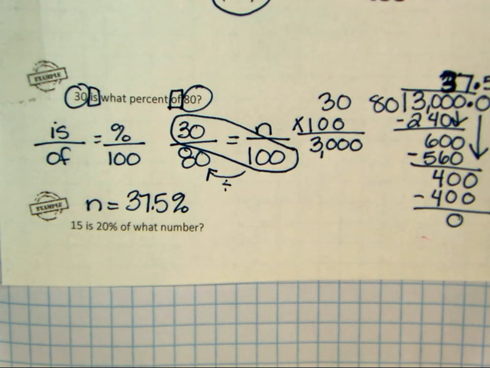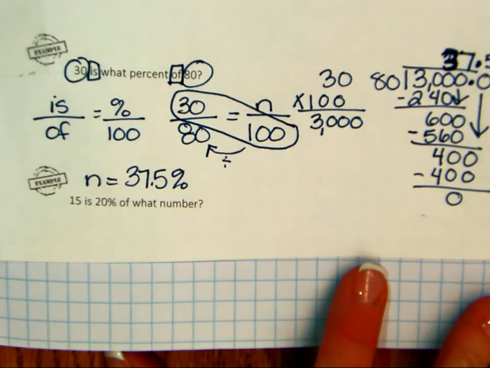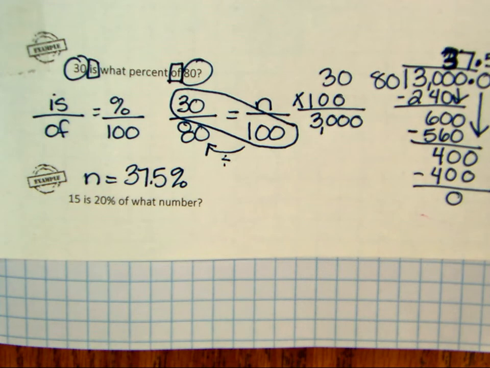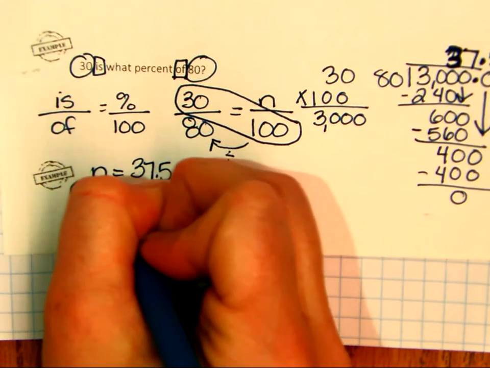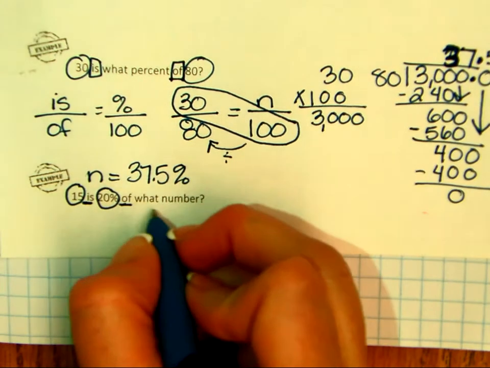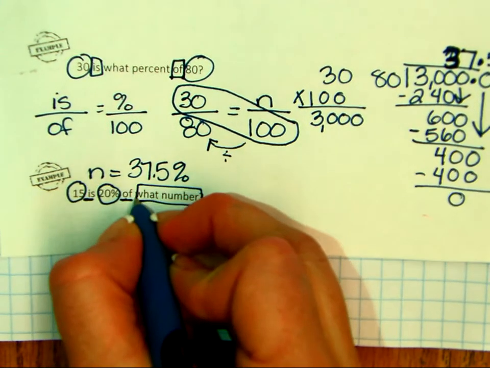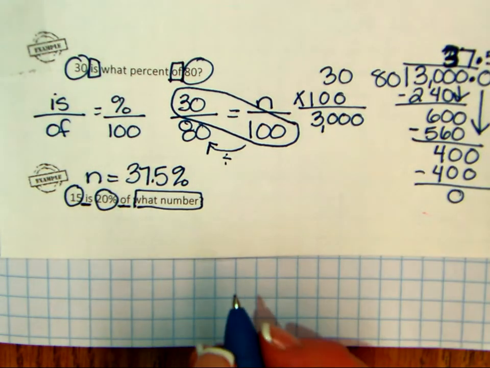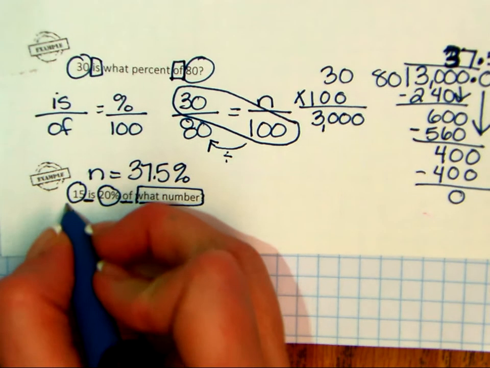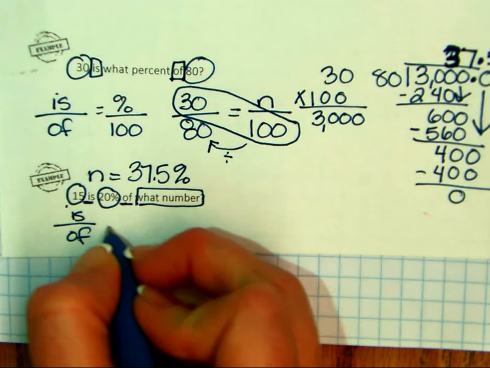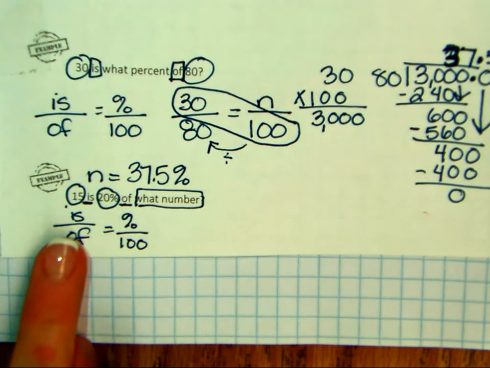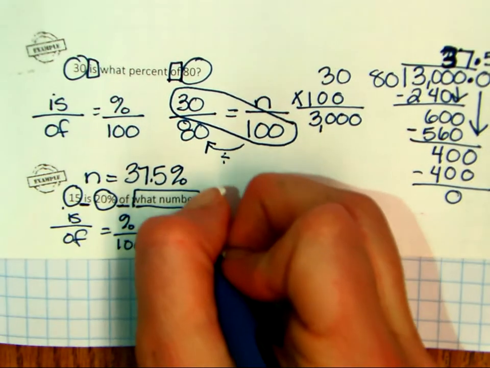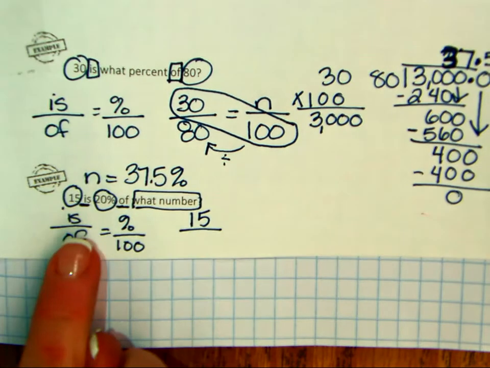Okay, so now let's look at the next one. On the next one, we have 15 is 20% of what number? Okay, so using our formula, is over of equals percent over 100, I have an is, which is 15, but I don't have an of.